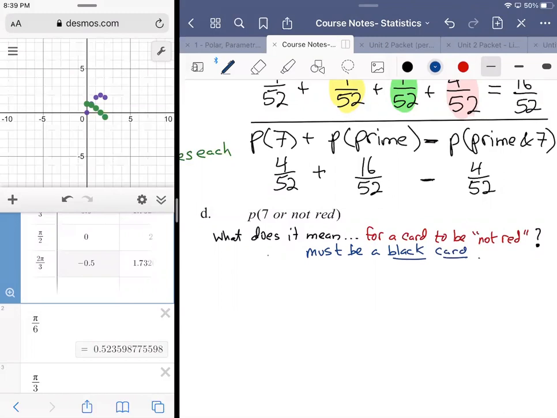All right. So that's my answer here for that rhetorical question that I really just asked myself. What does it mean for it to be not a red card? It means it's a black card. So now I take that idea and I say, okay, doesn't that mean that instead of asking the question probability of 7 or not red, wouldn't I be really asking what's the probability of a card being 7 or black?